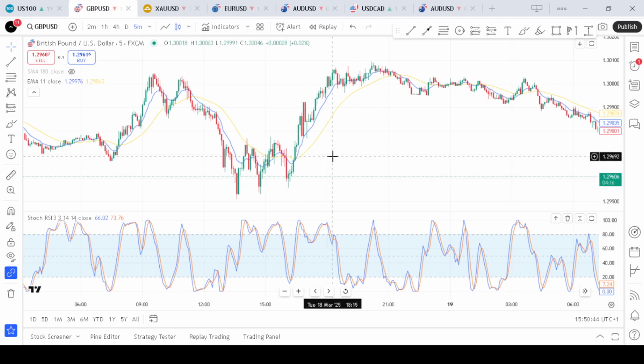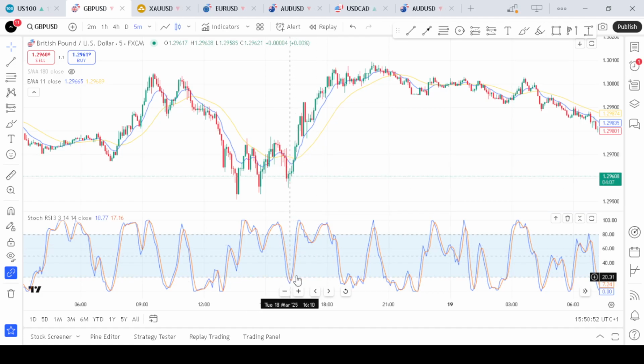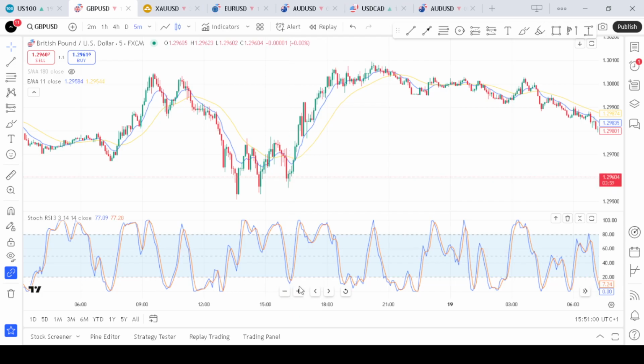Now, how do we spot our entries? Step 3. For a long trade, you wait for your Stochastic RSI to drop below 20. As we can see in this area, price has dropped and the Stochastic RSI has dropped below 20. We then look for our K line, which is this blue line, to cross above the D line. As we can see, there is a crossover when the indicator is below the 20 level.